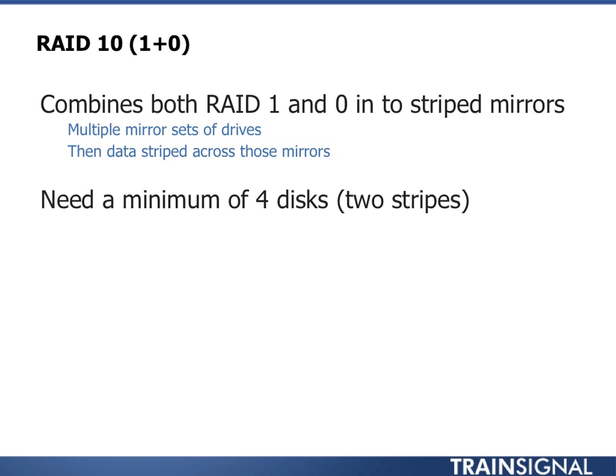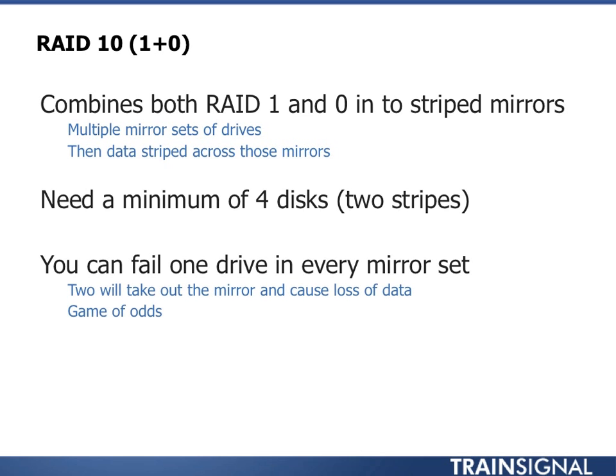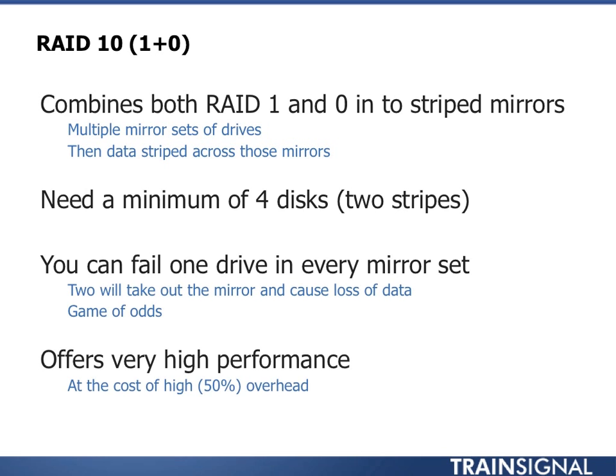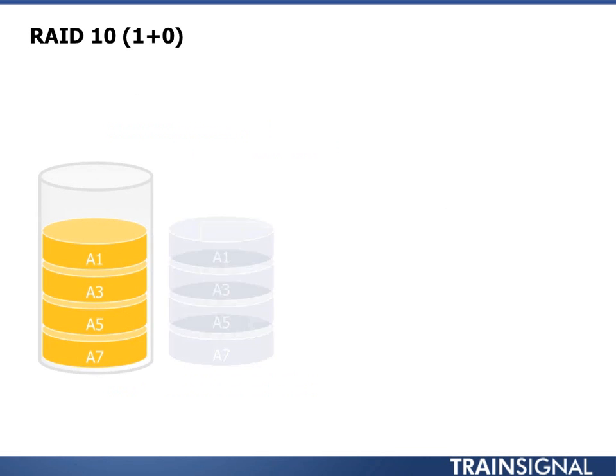Again, a minimum of 4 disks or 2 stripes. And you can fail 1 drive in every mirror set. 2 will take out the mirror and cause loss of data, kind of a game of odds. So let's take a look. Again, high performance, 50% overhead, and let's take a look.